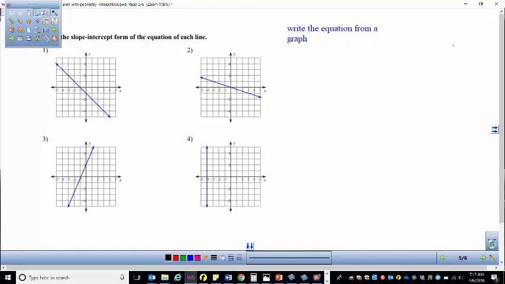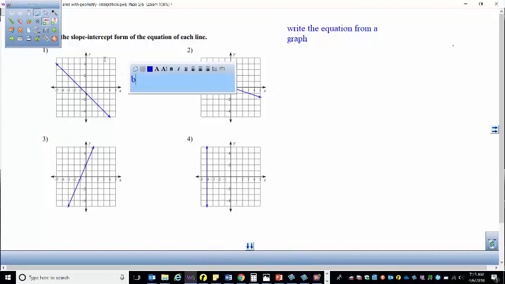All right, so if I look at this first one, right here, I know that my y-intercept is this point right here. So that's -1. So that's the b equals -1. And then I need to find my m.